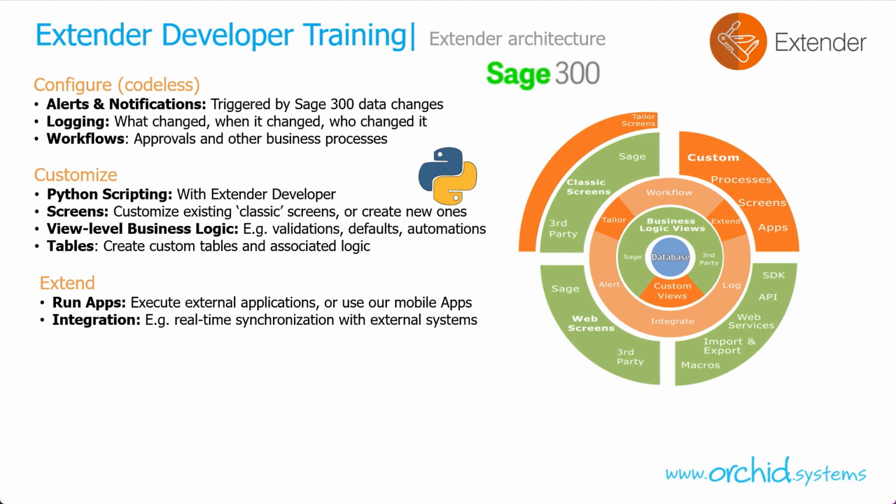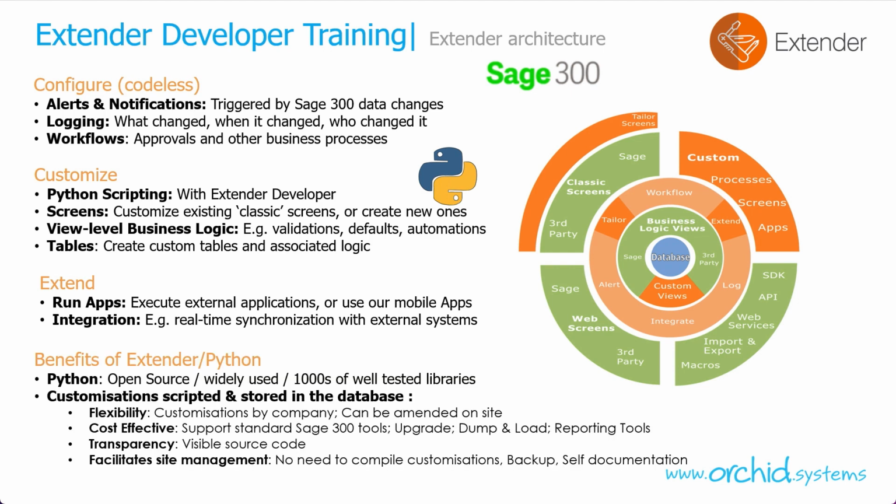The benefits of using Extender and Python are that Python is an open source language which is widely used, and there are thousands of well-tested libraries that you can use with your Sage 300 installation. The customizations are done in the scripted version of Python, and they're stored in the database. So this gives you a very flexible scenario, because the customizations can be imported company by company and can be amended on site without the use of a compiler.